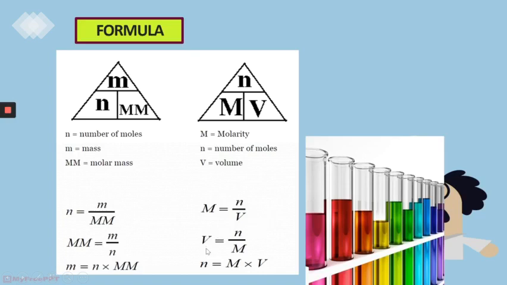If you want to calculate the volume, rearrange the formula so that you will get the volume equals number of mole over molarity. If you want to calculate the number of mole, rearrange the formula, so you will get the number of mole equals molarity times volume. You just memorize one formula, and you will get another formula when you rearrange the equation.